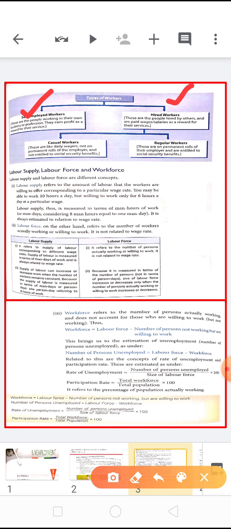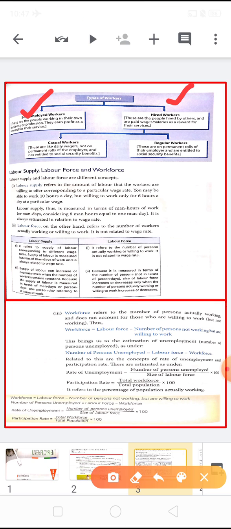Now, children, the hired workers are further classified into two categories. The first one is casual workers, and the second one is regular workers. Casual workers means a worker is getting work for a limited point of time, or occasionally. So he is not working throughout the year, and they are not getting social security benefits like the provident fund and pension. Whereas the regular workers are majorly working on the permanent roles of their employer, and are entitled to the social security benefits.